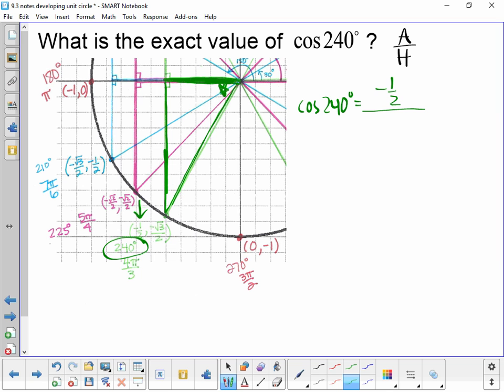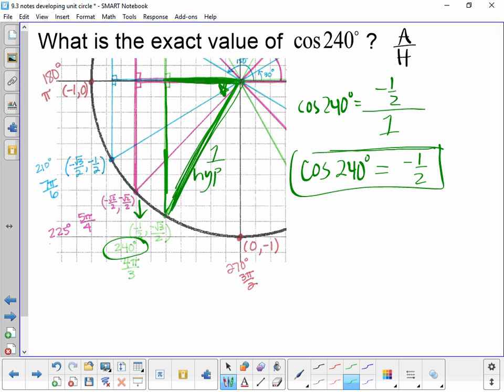And cosine relates the adjacent to the hypotenuse. Well, the hypotenuse is the radius of the circle. The hypotenuse has length 1. So the cosine of 240 degrees is negative 1/2 divided by 1, which is just negative 1/2.